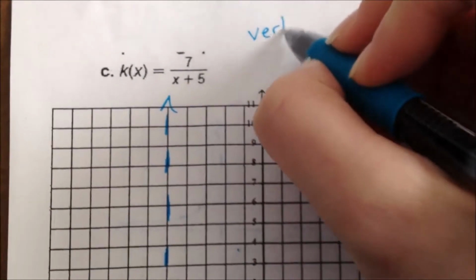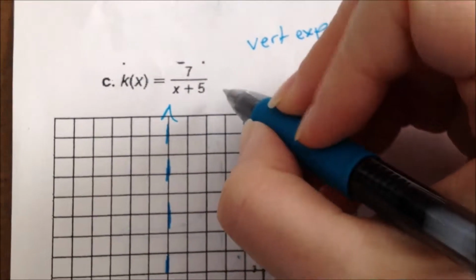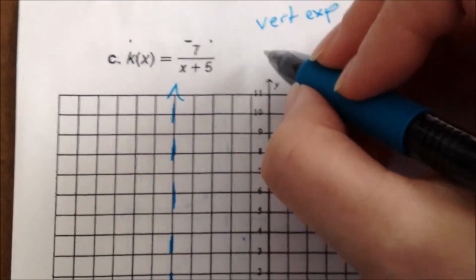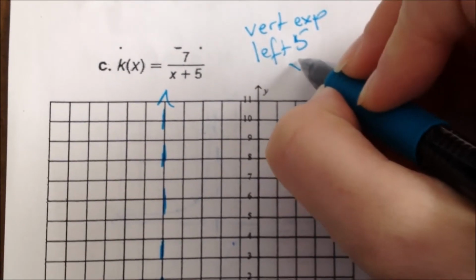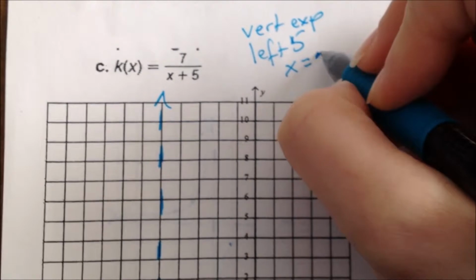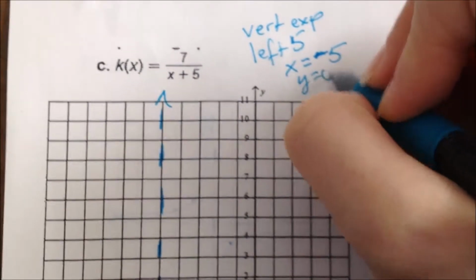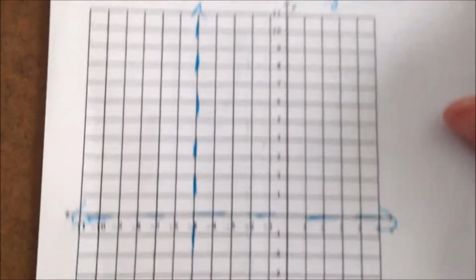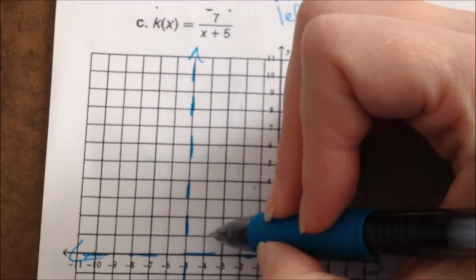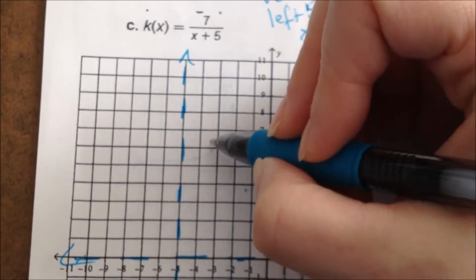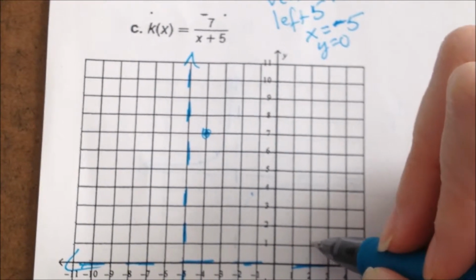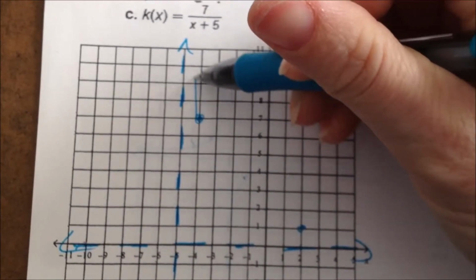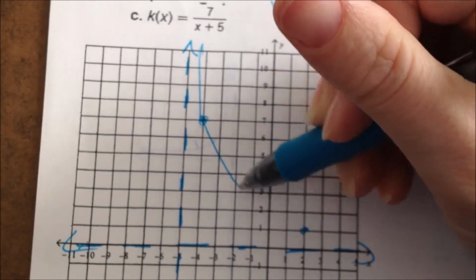C, this is a multiplication by 7, so again, a vertical expansion. And this is a horizontal translation, so it shifts it to the left by 5. That means our vertical asymptote is at x equals -5. Our horizontal asymptote hasn't moved. X equals -5, y equals 0. And this point is going to be here, and then there will be a point here. And you can sketch it out.